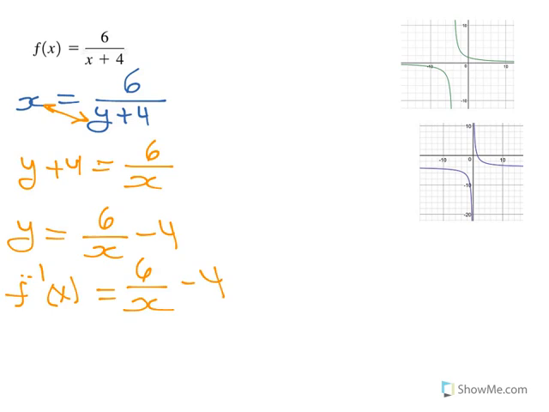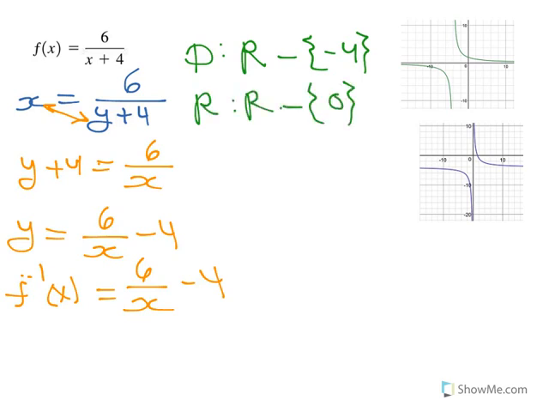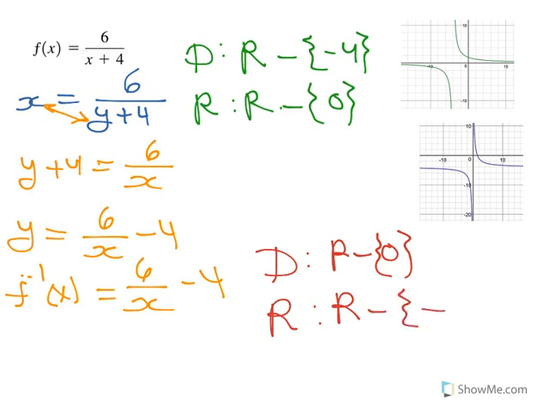And let's talk about the domain and range quickly. The domain of the main function can be any value except negative 4, because this will give you infinity. The range will be any value except 0, because this function will never give you 0. So what we need to do is just switch them for the inverse function. So the domain of the inverse function will be R minus 0, and the range will be R minus 4.